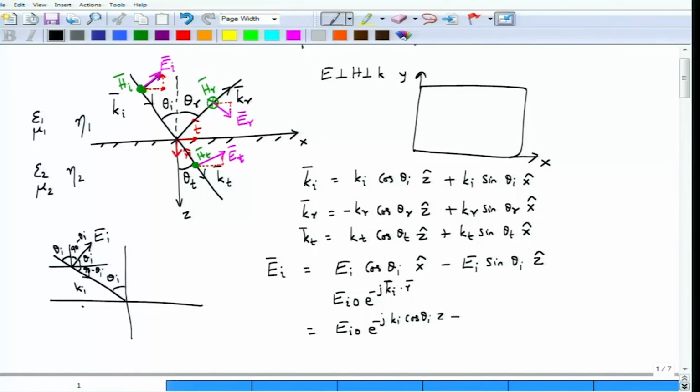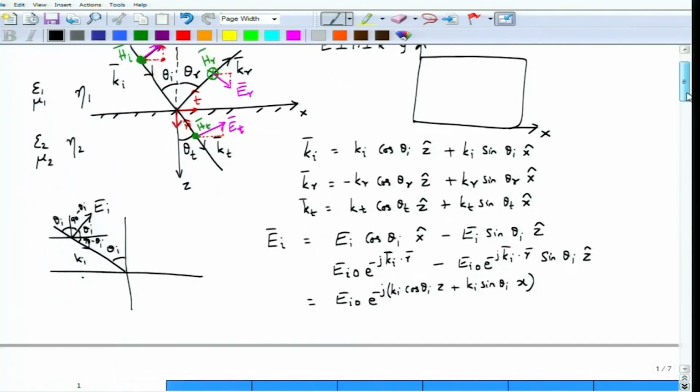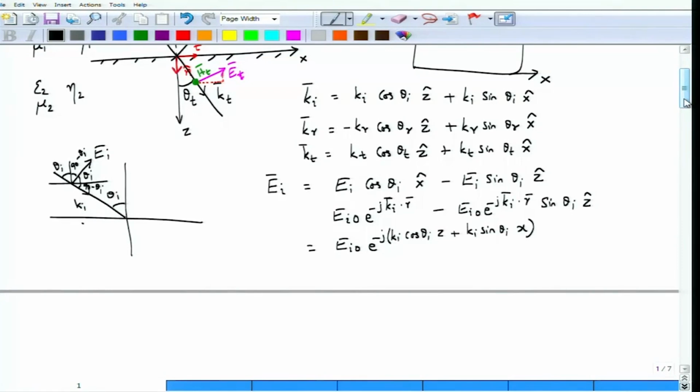z plus ki sin theta I x. So this is the component that we were looking for, for the x component. Similarly, there will be a z component which is Ei0 e power minus j ki dot r and then sin theta I z hat. So this is the incident electric field. What about the reflected electric field? What about the transmitted electric field?